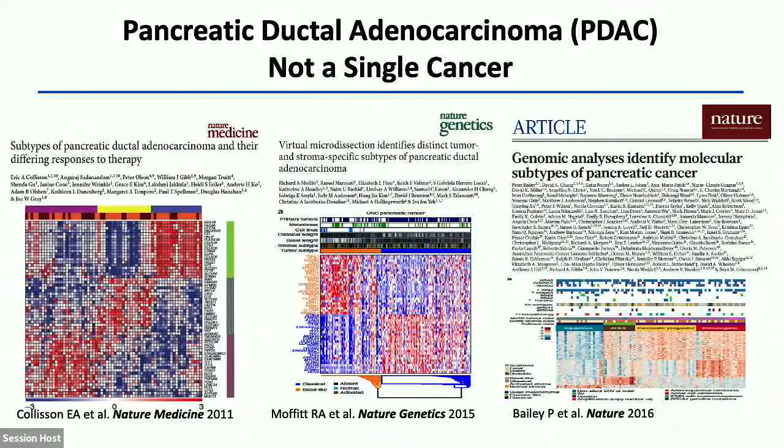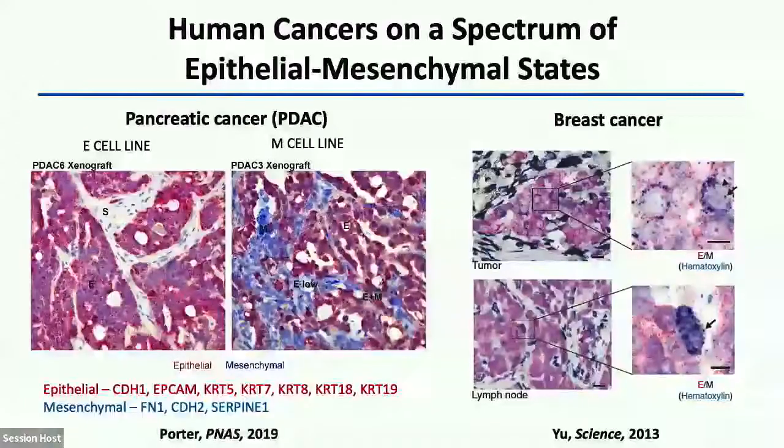But in reality, this is truly not a single cancer. Here is some evidence where we did RNA in situ hybridization. This is a visualization of epithelial genes shown here in red and mesenchymal genes shown here in blue. And here are two xenografts that were derived from patient-derived cell lines.